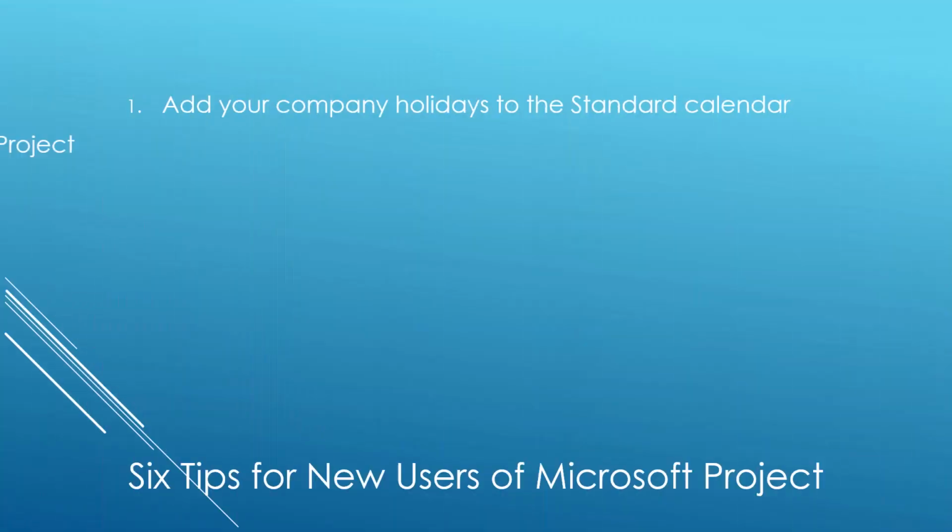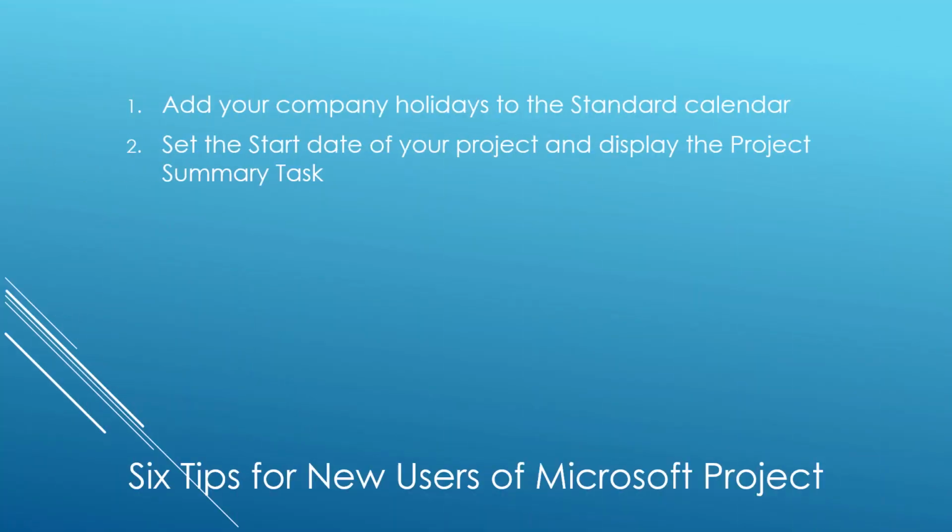My second tip is to set the start date of your project and then to display the project summary task. Obviously, you've got to tell Microsoft Project when the project starts, and you definitely want to see the project summary task, which gives you summary information about the entire project in a single task row. So let's take a look now at a video that will teach you how to set the start date and how to display the project summary task in your Microsoft Project schedules.